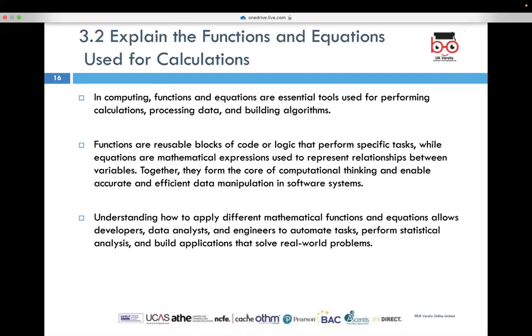The next section of today is: explain the functions and equations used for calculation.